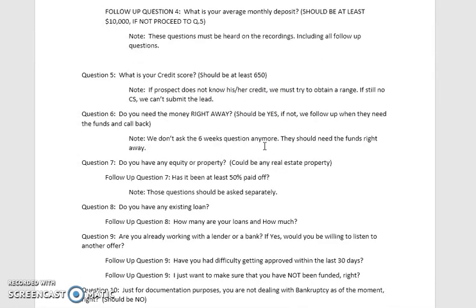Okay. Next, question number 6. Do you need the money right away? They should say yes to this. Because if not, we have to just follow up a callback. We could not submit a lead yet. Note, we do not ask the 6 weeks questions anymore. They should need the funds right away.